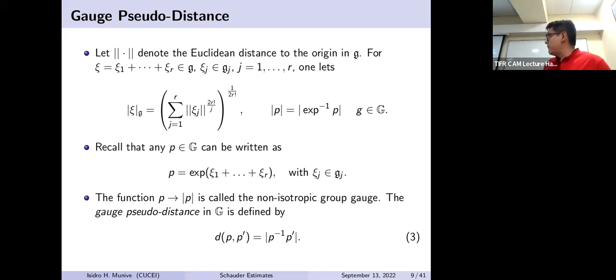The name of this function is the non-isotropic group gauge. This is not actually a distance, since the triangle inequality is not satisfied if the constant is 1. But if the constant is some other constant c, you still have a good distance. You also have another type of distance, which is the Carnot-Carathéodory distance. That one is more involved, and probably for doing analysis it's not very good because you cannot do computations. If you want to do computations, maybe this one is much better.